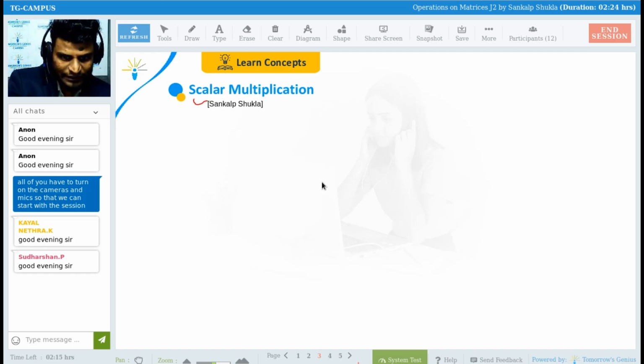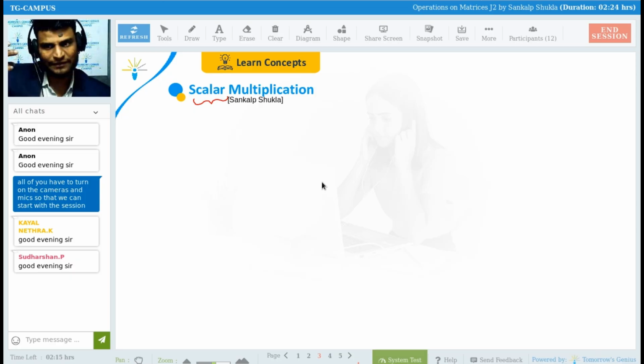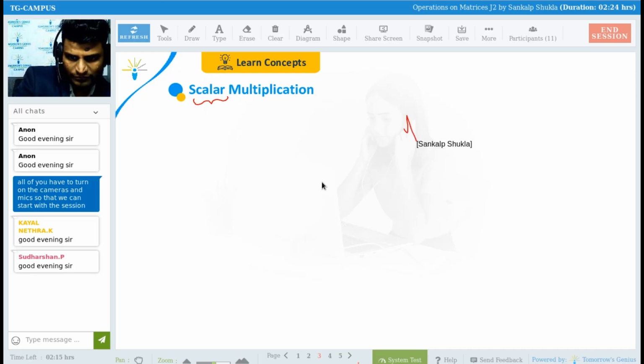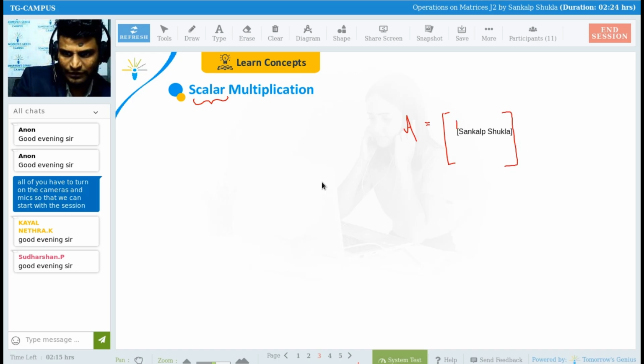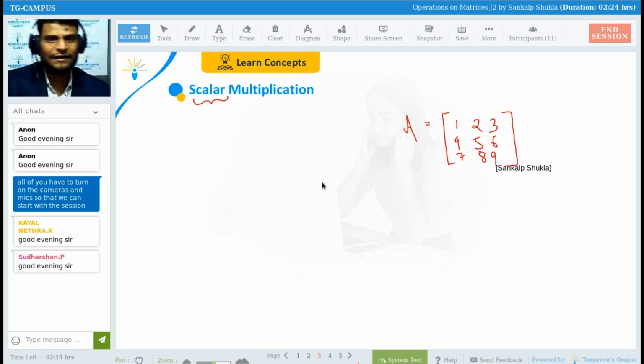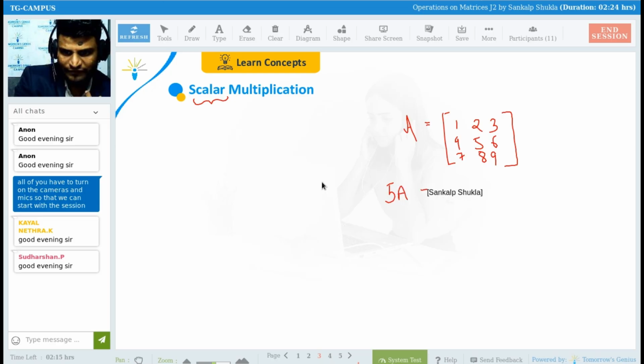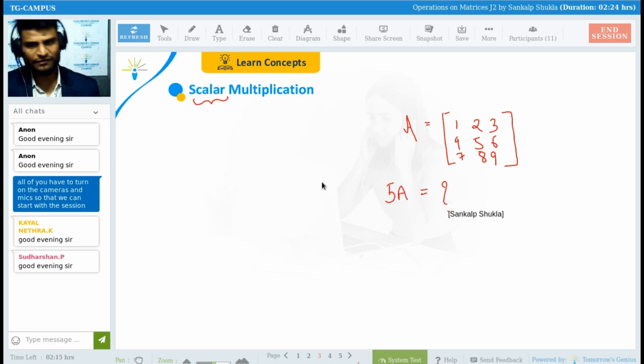The first one is scalar multiplication and the second one is matrix multiplication. Scalar means you are multiplying a matrix by a single number, and matrix multiplication means you are multiplying both the matrices. Like if I have a matrix A, like this 1, 2, 3, 4, 5, 6, 7, 8, 9, and I have to multiply it by 5. Like I want to find the value of 5A. So what is going to be the answer?